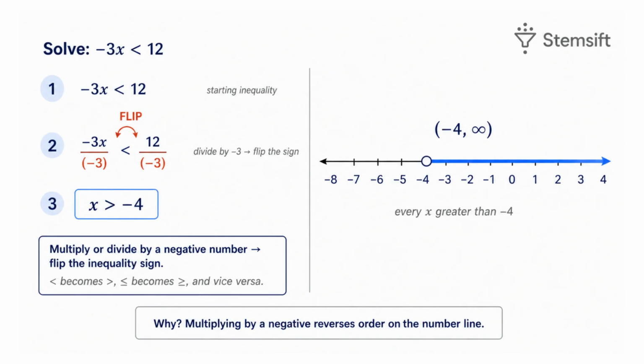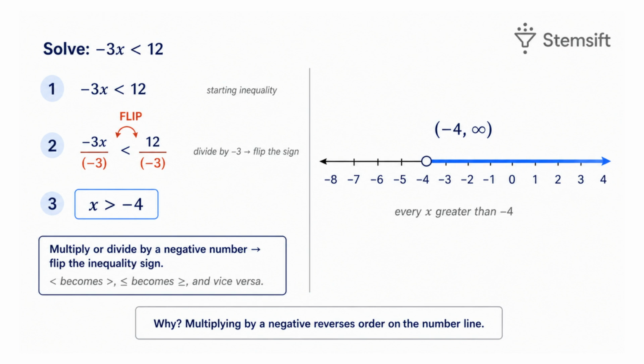Here's the rule that catches people out. Watch what happens. We've got negative 3x less than 12. To isolate x, we need to divide both sides by negative 3. But the moment we do that, something changes. The inequality sign flips. The less than becomes a greater than. So our answer isn't x less than negative 4, it's x greater than negative 4.